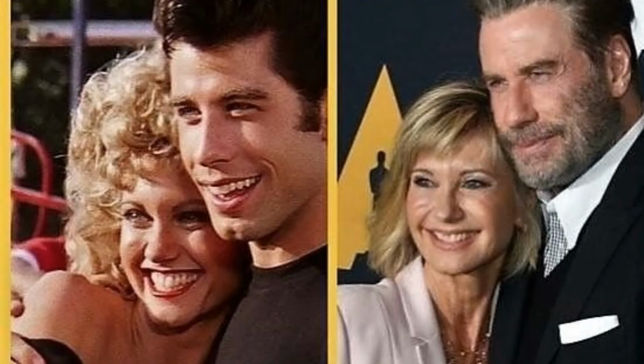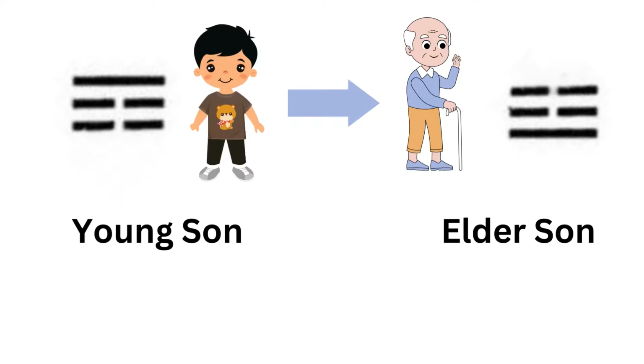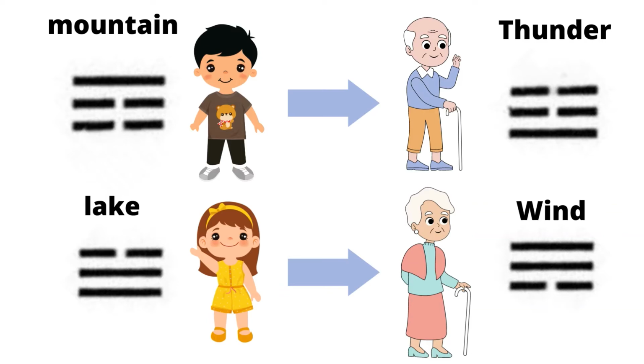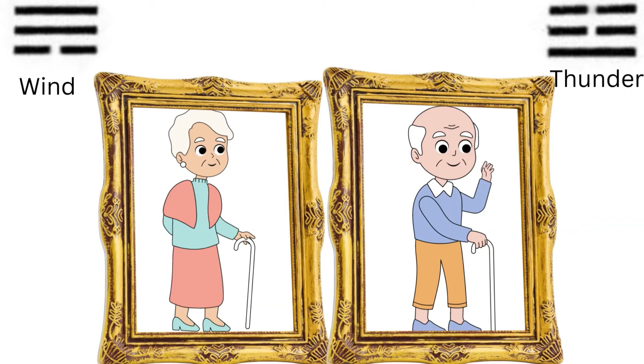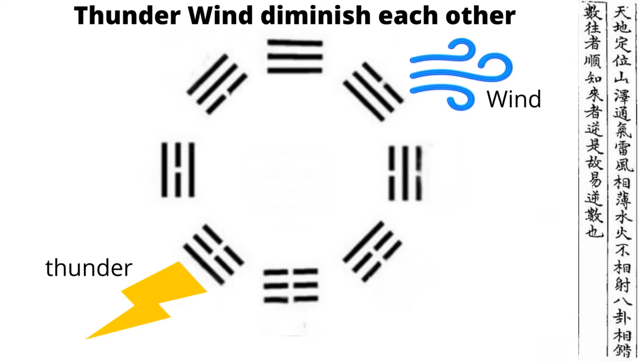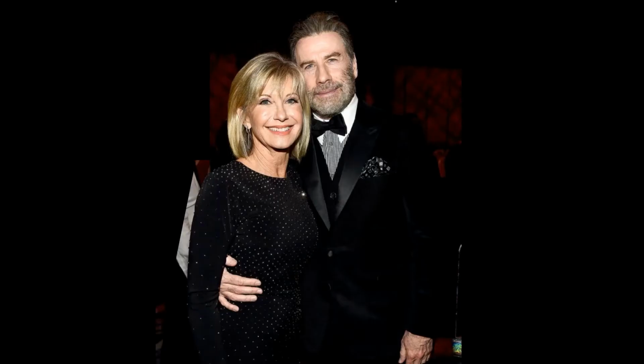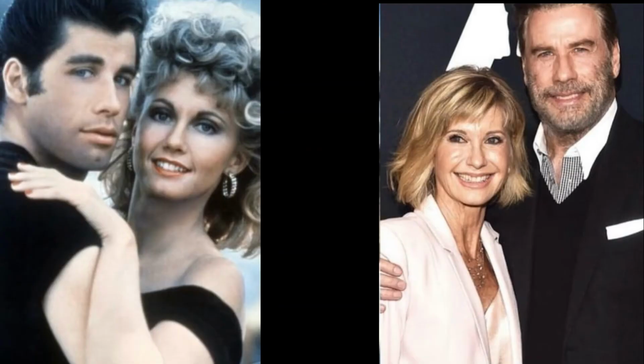As time flies, young boys and girls are growing up. Young sons become elder sons, while young daughters become elder daughters. In terms of 8 trigrams, mountain turns to thunder. Lake turns to wind. You can refer to my previous video if you want to know why thunder signifies elder son and wind signifies elder daughter. Book of Changes says, thunder wind diminish each other. If you see these 2 images, what components pop up in your mind? Mature, stable, and patient. Something very different to a young couple.